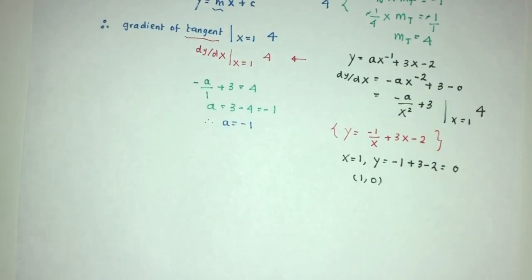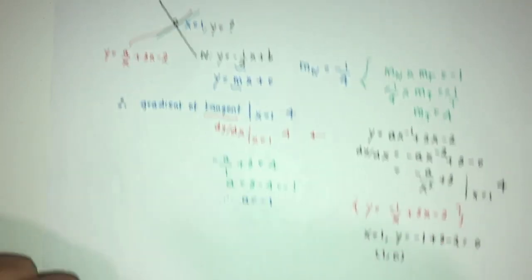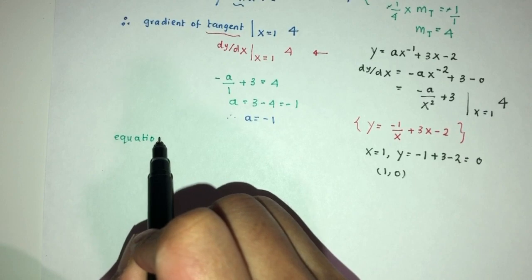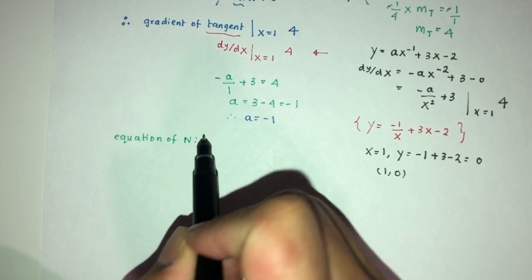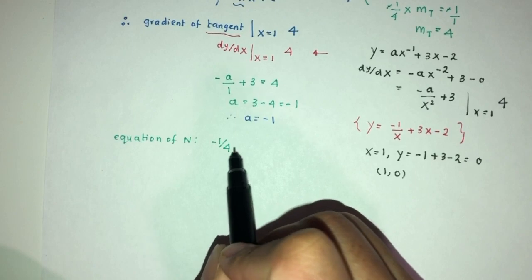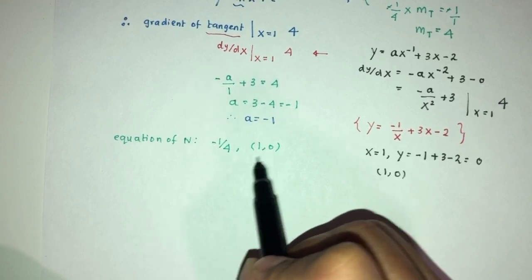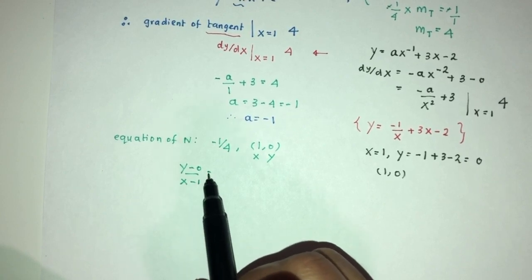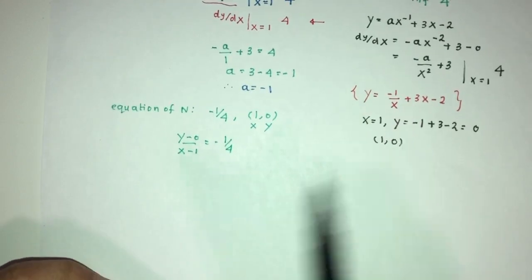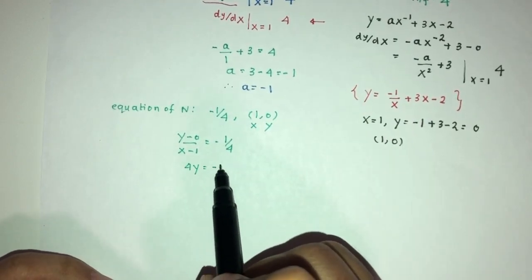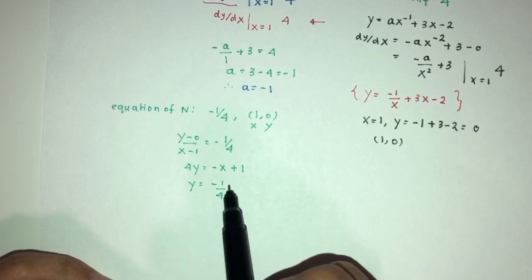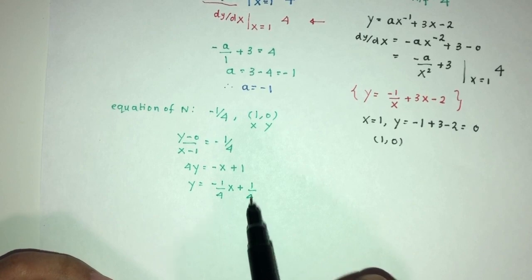Now why am I doing this? We can use this to find the value of b in the equation of the normal. So basically, let's find the equation of the normal. We know the gradient is -1 over 4 for the normal, and the passing point is (1, 0). So y minus 0 over x minus 1 is equal to this. Cross multiply, you will have 4y equal to -x plus 1. So y will be -1 over 4 x plus 1 over 4.